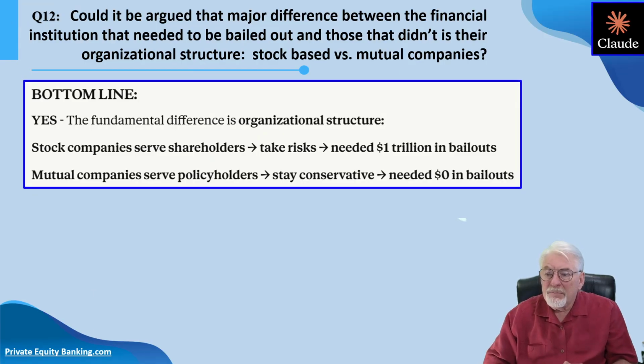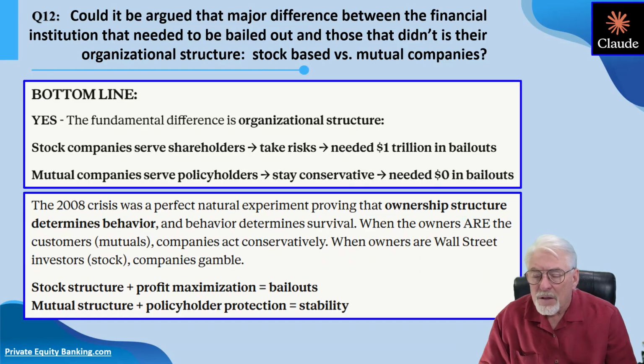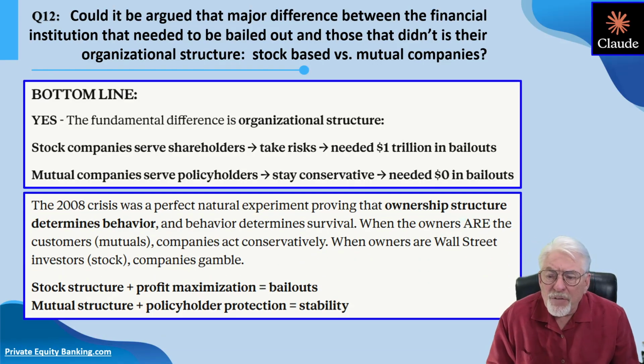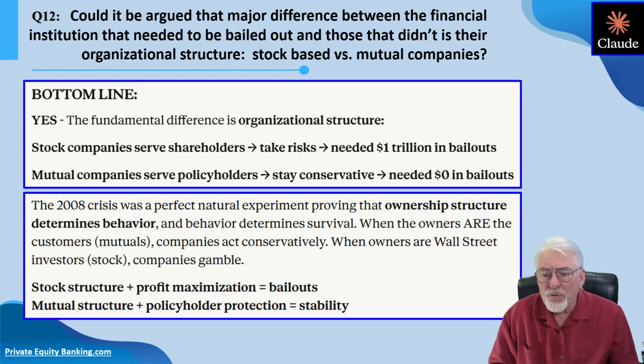Bottom line, yes, the fundamental difference is organizational structure. Stock companies serve shareholders, they take risk, and they needed $1 trillion in bailouts. Mutual companies serve policyholders, they stay conservative, and they needed zero in bailouts. The 2008 crisis was a perfect natural experiment proving that ownership structure determines behavior, and behavior determines survival.